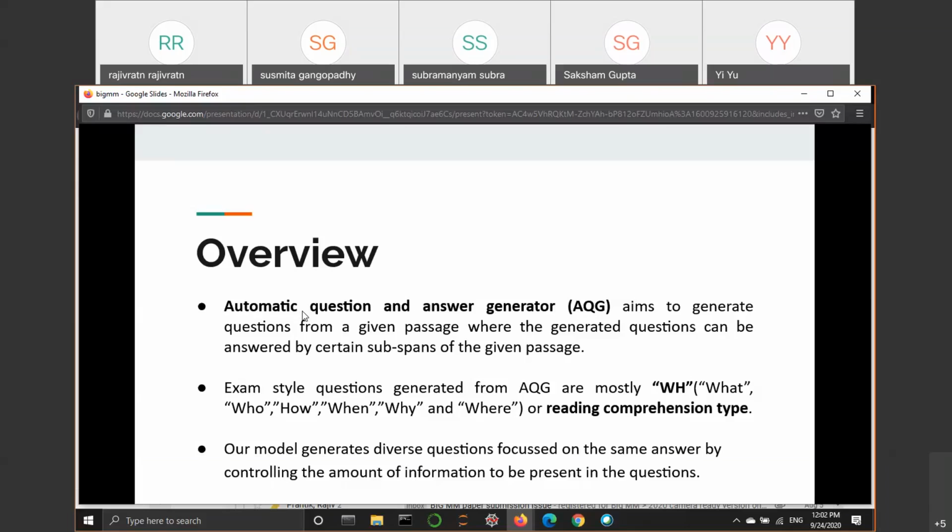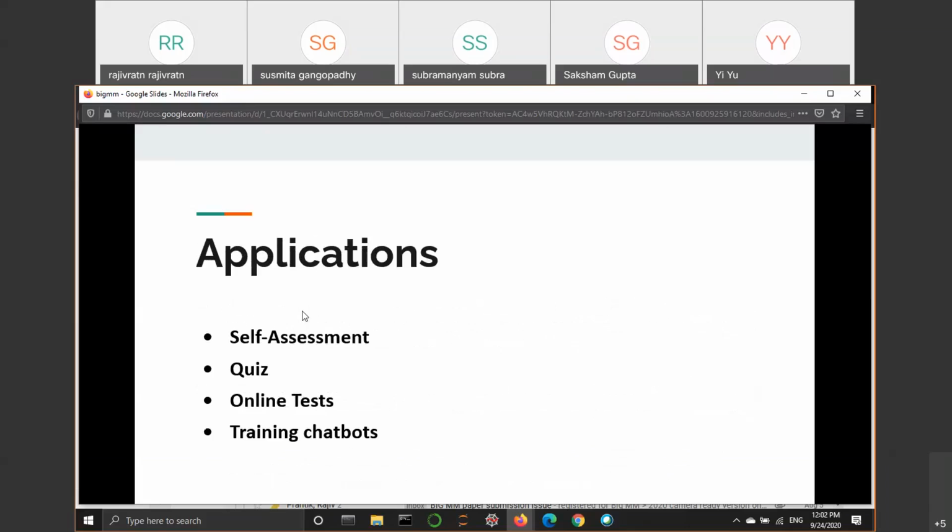So the main essence is that we have targeted diverse sequence generation from the same piece of text. So we have 3 questions generated which have the same answer. So this is mostly our work. It has a lot of potential in the education as well as the publishing industry, as I said. It can be used in chatbots, in online tests, in quizzes and self-assessment as well. So how did we do this?